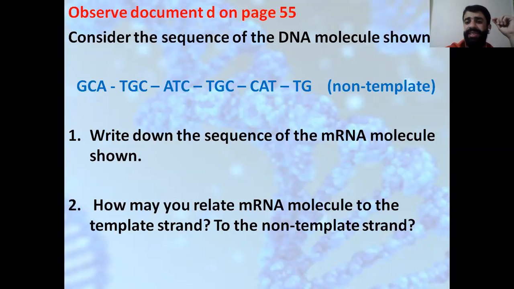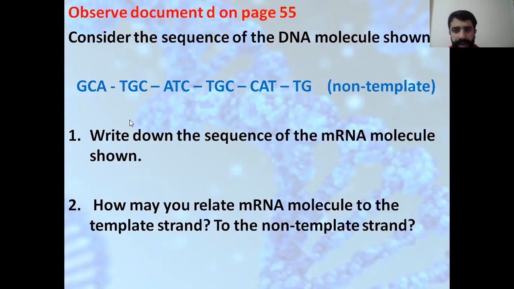First, this is the sequence, the non-template, the non-transcribed, the coding. So the sequence of the mRNA is identical to the sequence of the non-template, with only a slight difference. All of them are the same. C, G, and A are the same, but the T is going to be replaced by U.